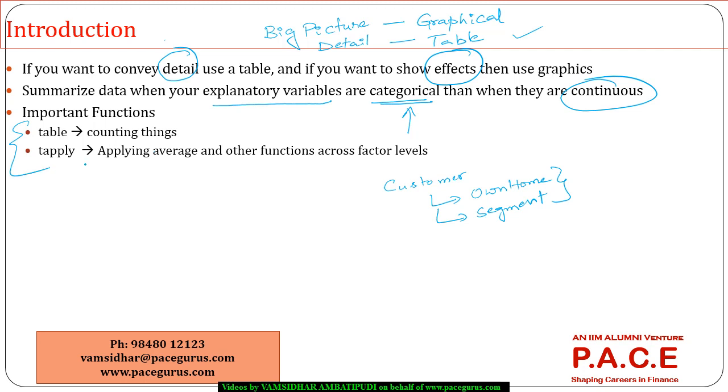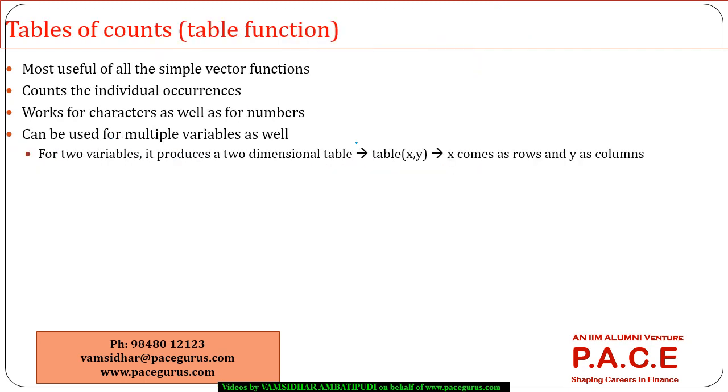So here to start with, I would be talking of two important functions. One being table, where my intention is to count the different things in a particular table: count a particular variable, the different occurrences of the different categories in it. And when I'm talking of tapply, more similar to aggregate, I'm trying to apply some kind of function like average, standard deviation, median, etc., any other functions across the various factor levels, very similar to the usage of your aggregate function itself. So let's get started with the table of counts.